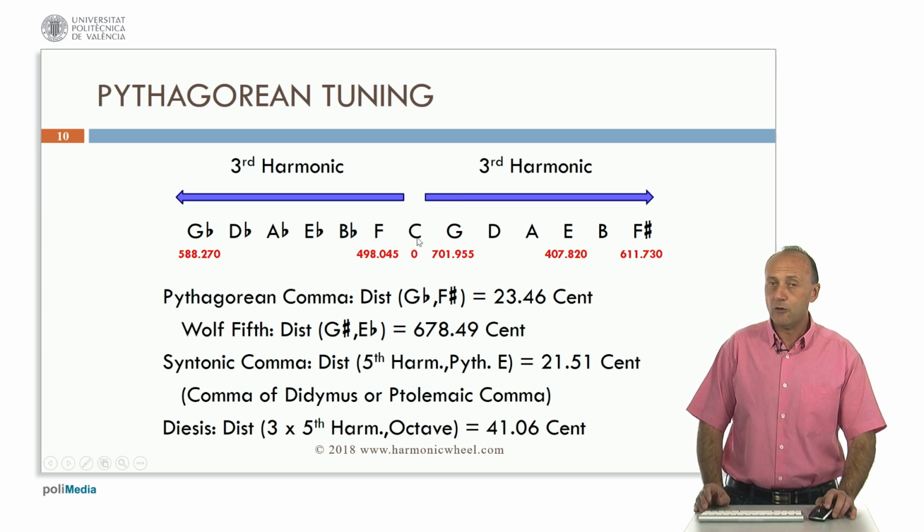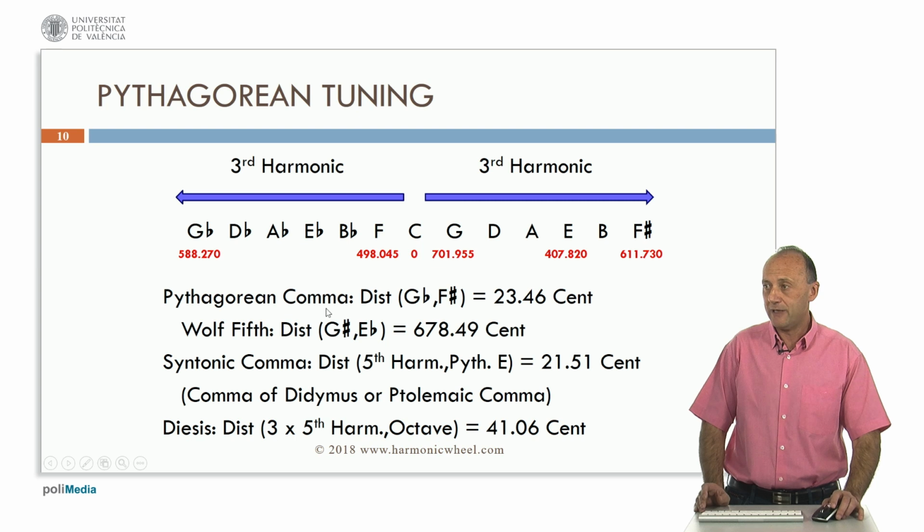In the Pythagorean tuning, we consider always the third harmonic. So if we start with note C, we consider its third harmonic, which is G, then its third harmonic, which is D, and so on. Now G has about 702 cents, and in this system, if we go upwards, we find an F sharp, but if we go downwards, we find G flat, which are different. The difference between F sharp and G flat in this system is 23.46 cents, which is called the Pythagorean comma.